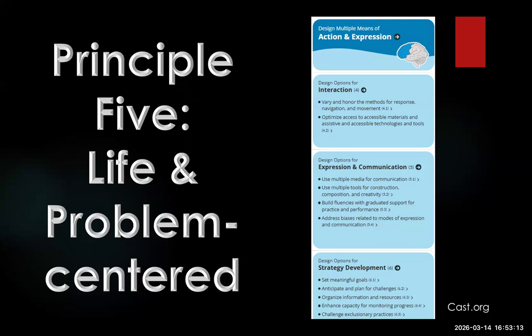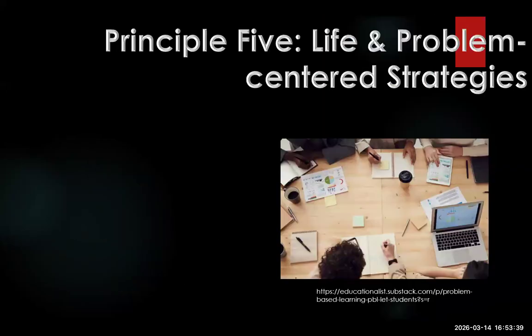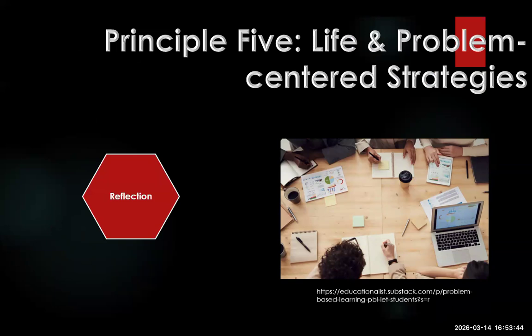Principle 5 is that adults' learning orientation is both life-centered and problem-centered. This relates to all of the action and expression strategies in the UDL guidelines. Being able to interact in authentic ways supports this principle. Having options for how students express their learning and communicate and ways to implement strategy development are crucial. In support of this principle, I put reflection in the middle as an important component of how students find the connection between their learning and their lives.